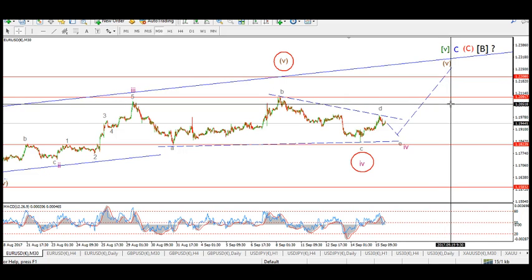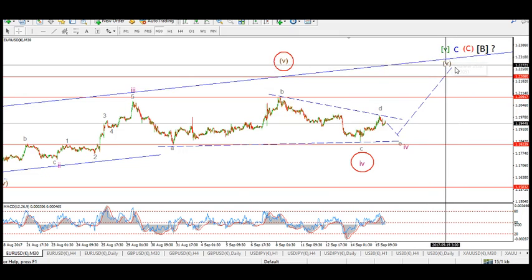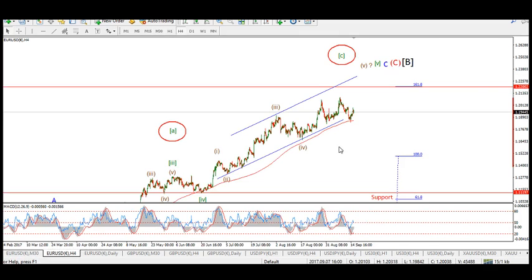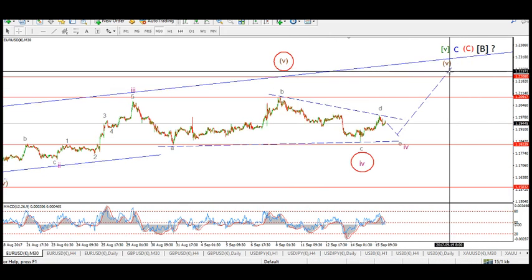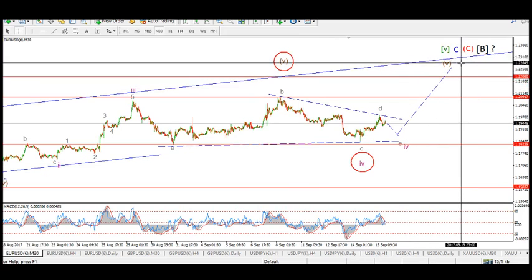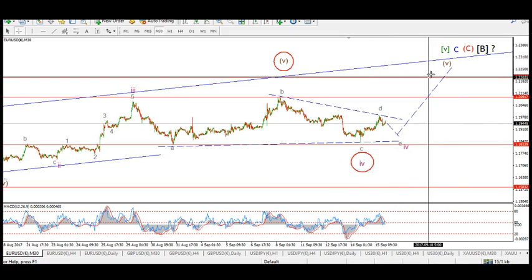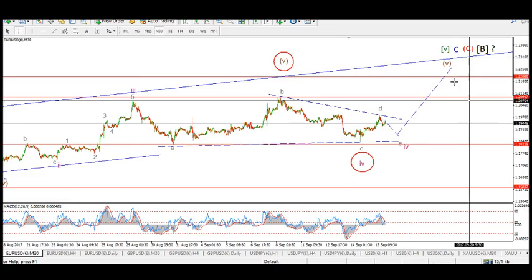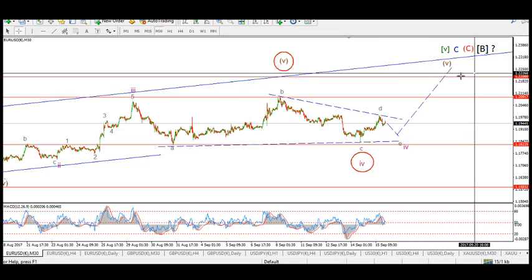Taking the overall length of wave. Let's get to the 4-hour chart. I've lost track of myself there. Anyway, the overall length of the wave 1 brown, projected from the low of wave 4 brown, gives us 122 for wave 5 brown.